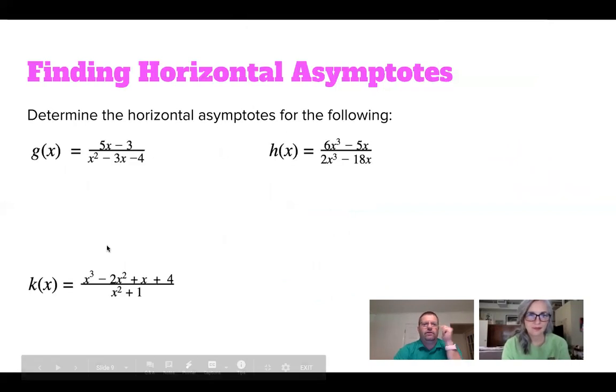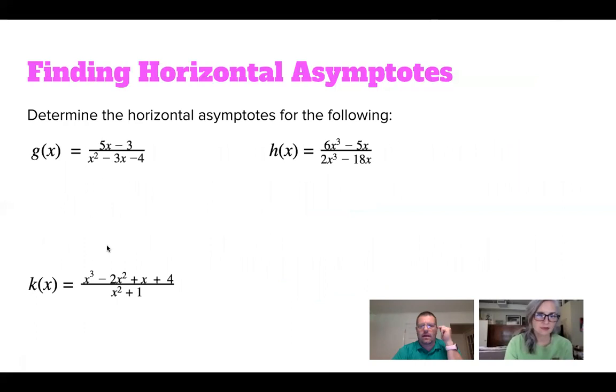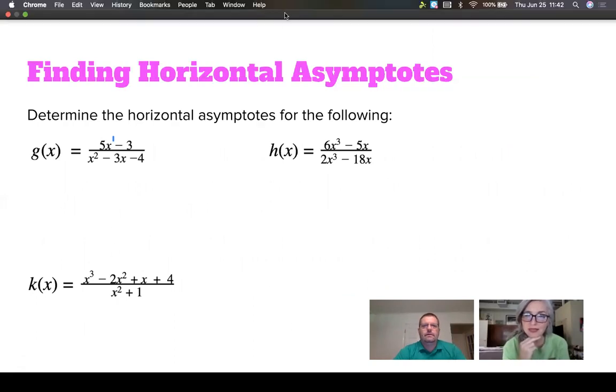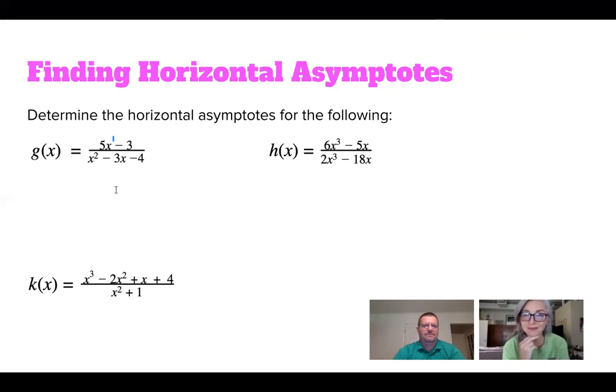So let's look at g of x. Is the exponent bigger on the top or bigger on the bottom? One on the top, two on the bottom, bigger on the bottom, which means it's this fat bottom, which means it's going to sit on the x-axis.